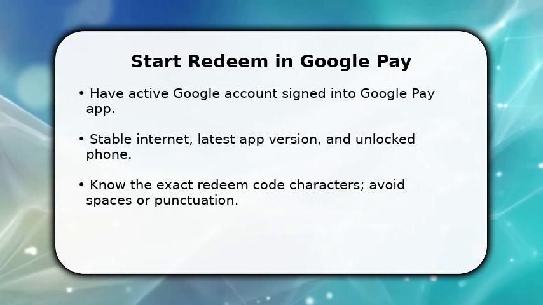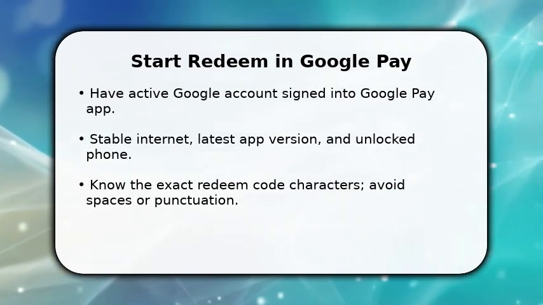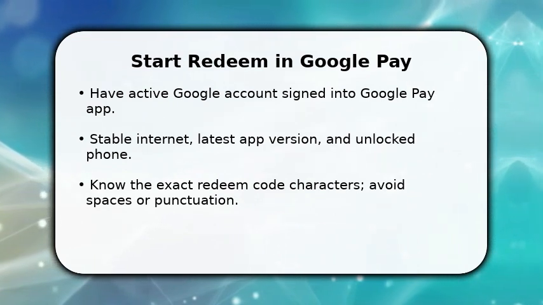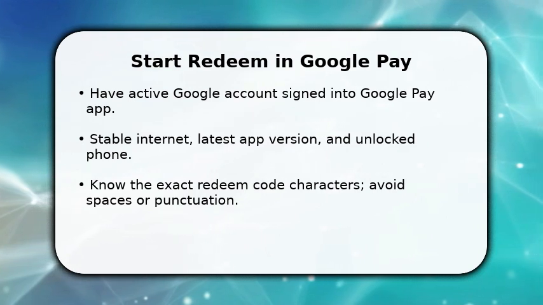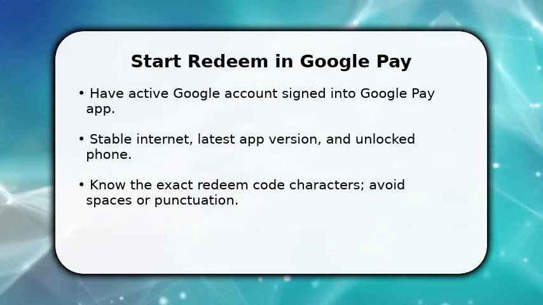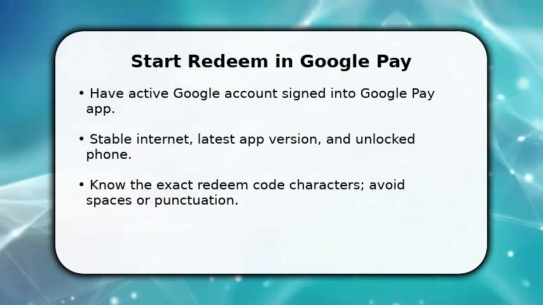Open the Google Pay app and make sure you are signed into the account that should receive the credit. Once signed in, navigate directly to the Offers or Promotions section. This is the entry point for codes. Make sure the app updated moments ago and your phone has a steady connection. Otherwise, the code validation will fail.